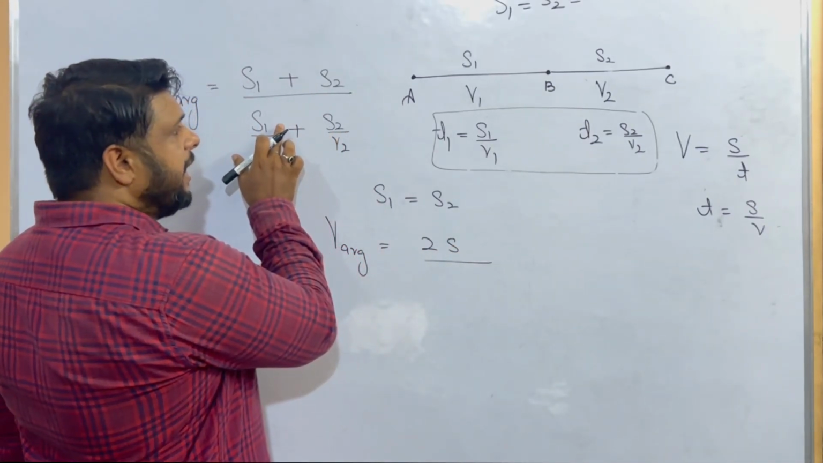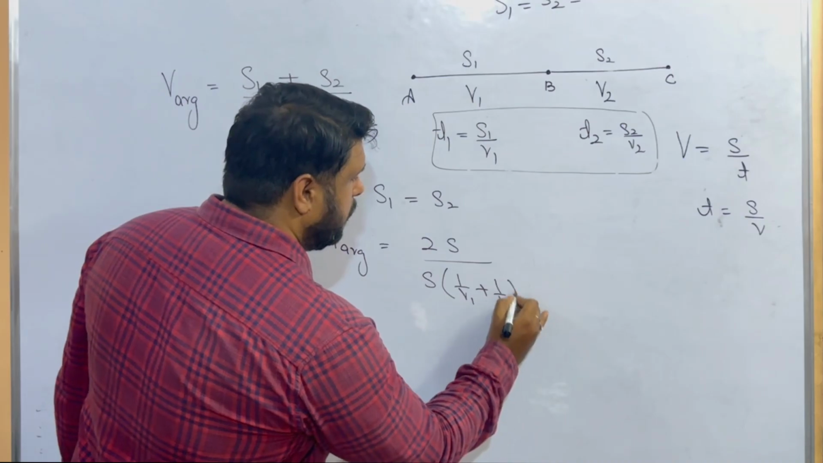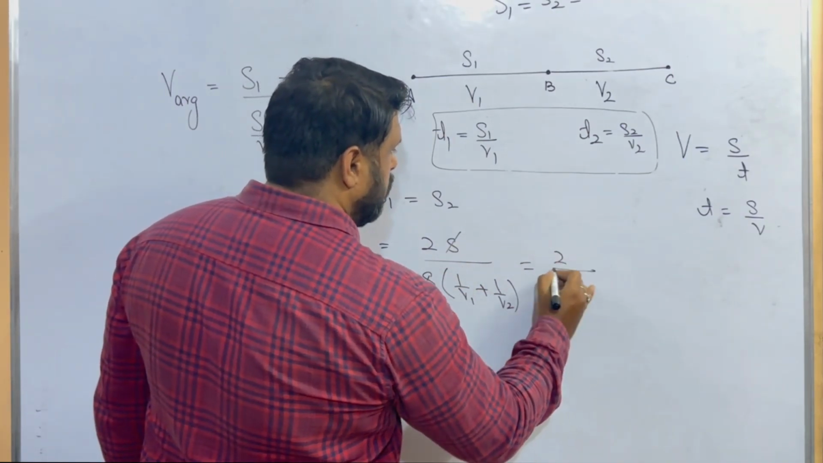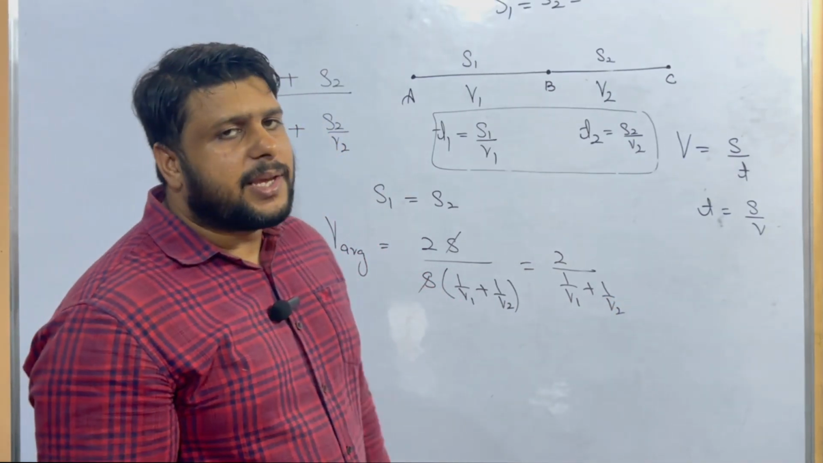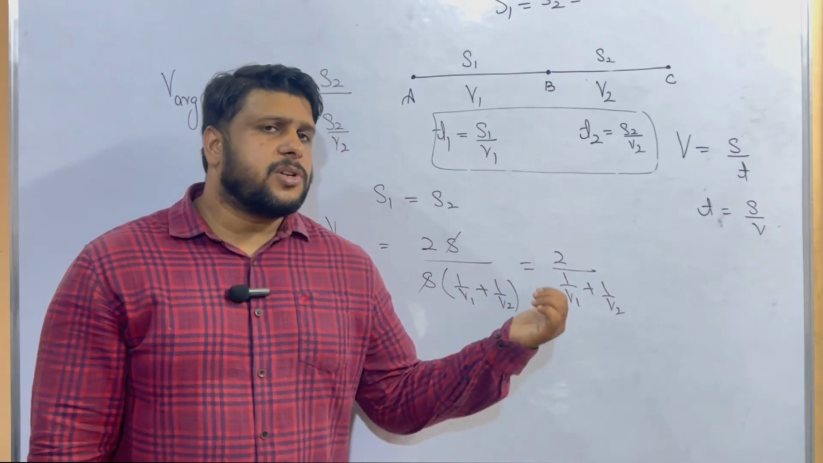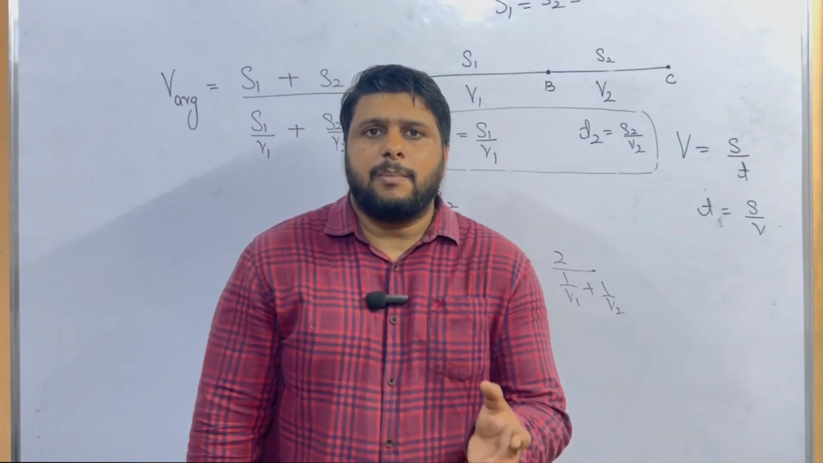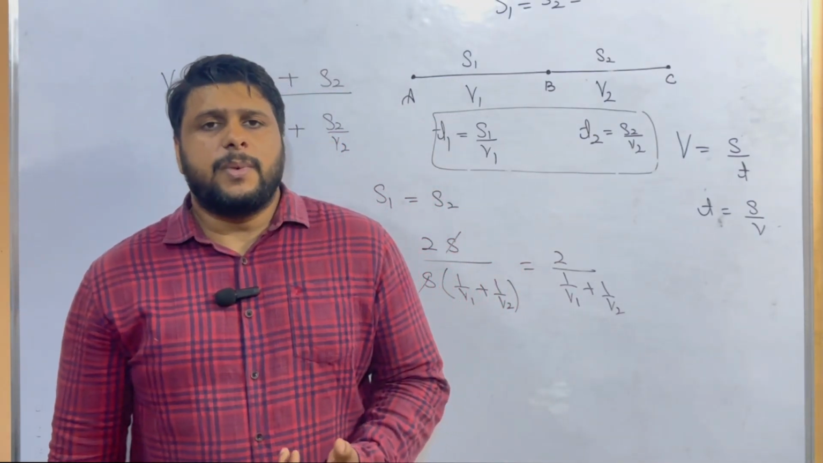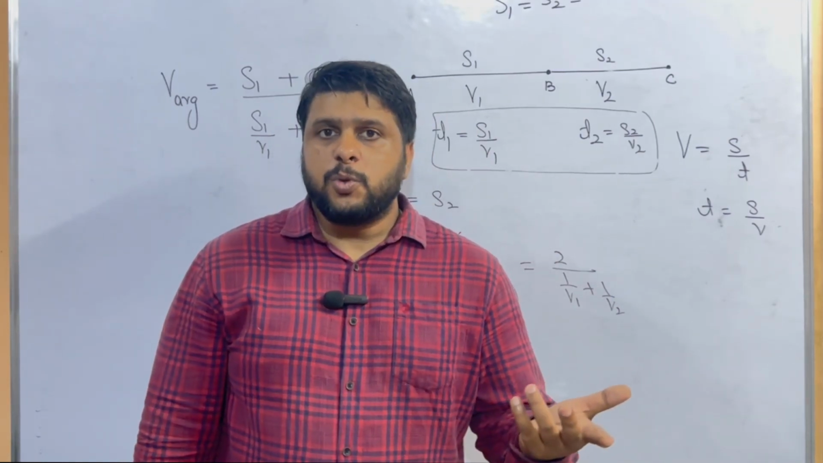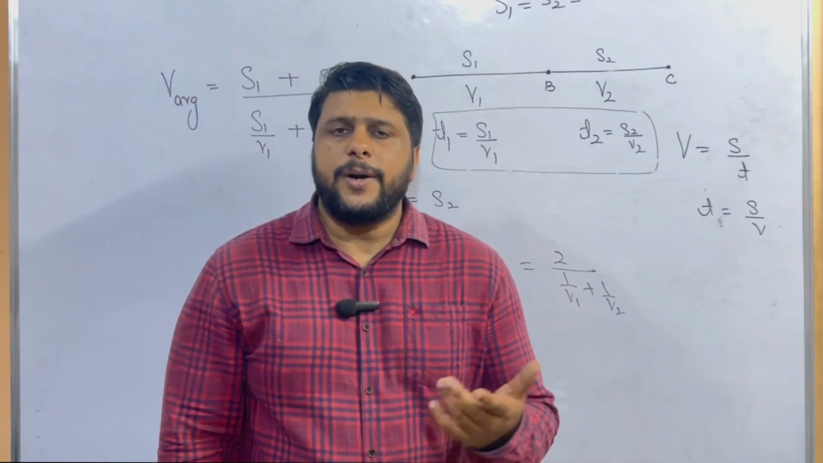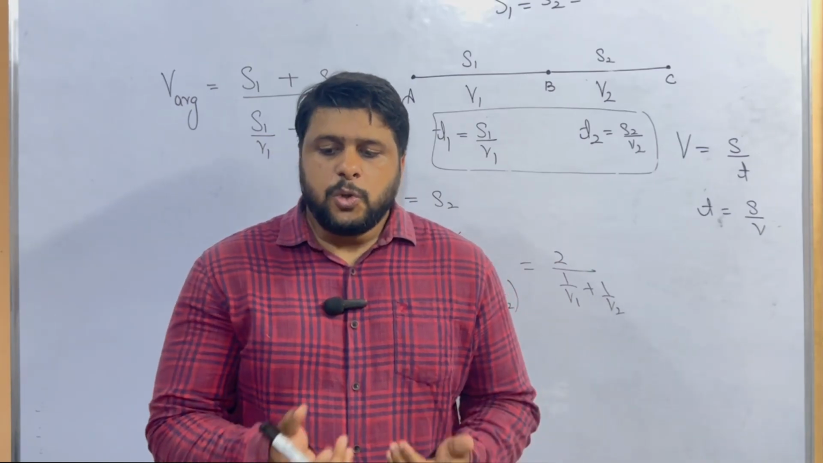Similarly, I can take S out, and 1 by V1 plus 1 by V2, S cancelled out. So it is 2 upon 1 by V1 plus 1 by V2. This is a special case, and questions have come on this special case. You can remember these formulas, but I suggest that you remember the concept. If you remember the concepts, you do not have to remember the formulas. Some students are good at remembering formulas and some are not, so it is totally up to you, but these are easy things.